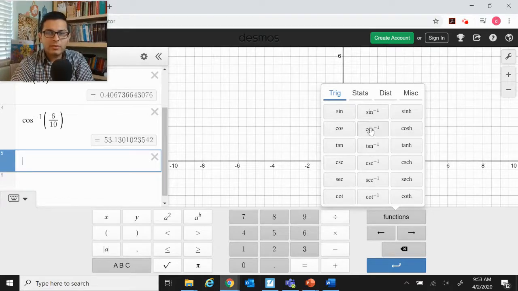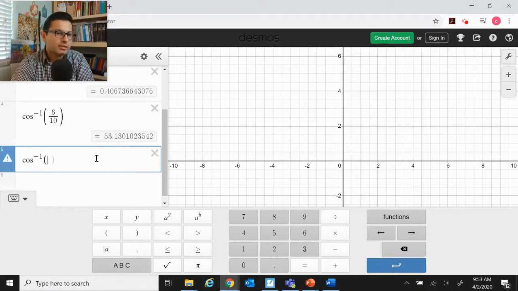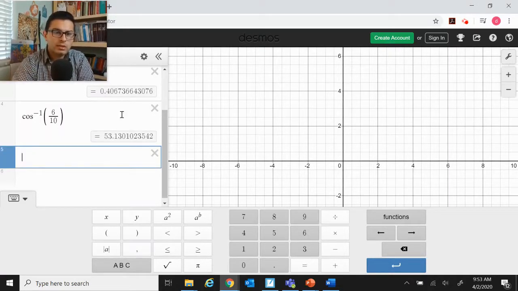These come up in calculus too, so don't worry about those things. But here we have cosine inverse. You would just click that and still type over. Then you would still type in 6 over 10. But we've already done it, so that's our answer right there, 53.13. Let's use that.